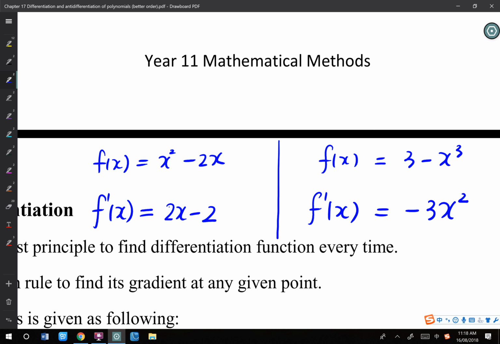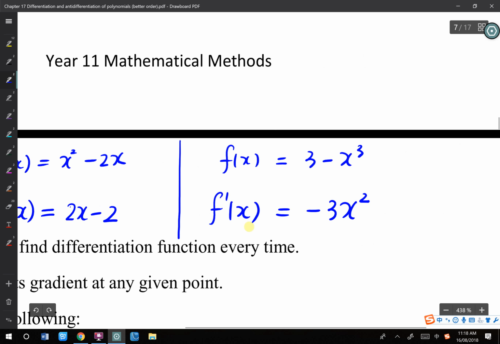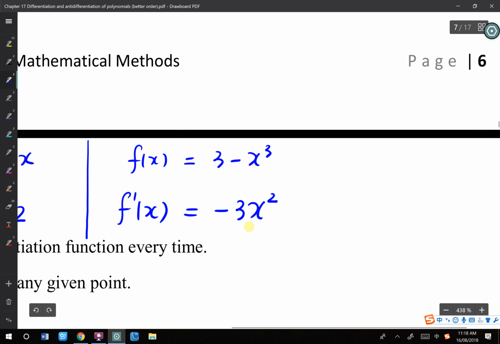Decreasing? What decreasing? The power decreasing. Can we see that? We have seen a decreasing power. We have x to the power of 2, but that reduced to 1. If I have a power of 1, that reduced to nothing. For this side, a cubic becomes a square. Okay, that's decreasing in power.